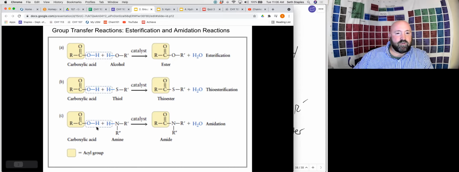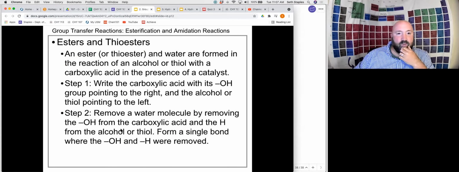The hydroxyl group from the carboxylic acid will form together with an available hydrogen from the amine to form water. And the rest of the carboxylic acid and the rest of the amine come along for the ride in order to form our amide.